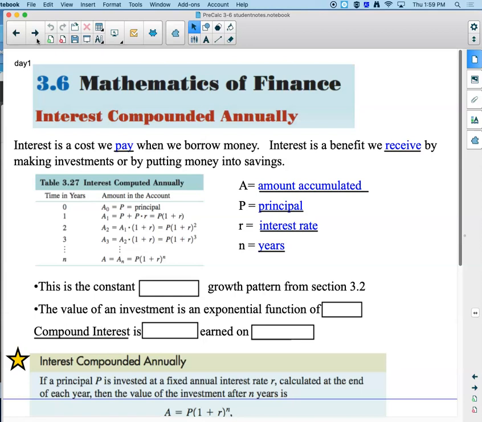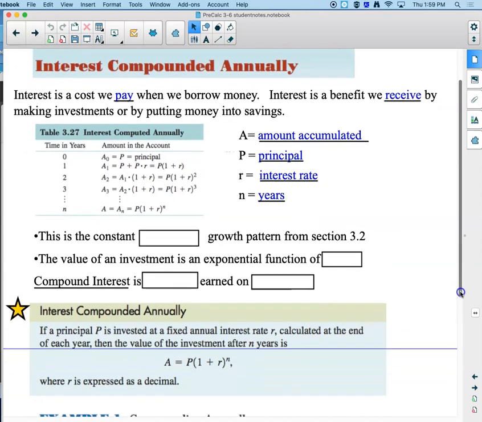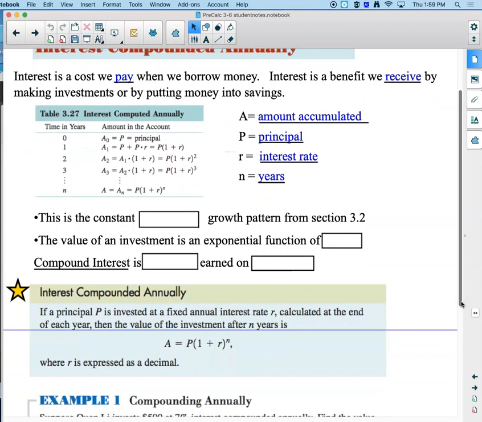So we've got a little table here that shows interest compounded annually. And this actually is something that we looked at back in Algebra 2. And what it's showing is the formula for simple interest. Simple interest is interest that is compounded only once a year. Now, that's not something that's going to happen at most banks. Usually they're compounding interest quarterly, so every 3 months. So this is the constant percentage growth pattern that you see each year.